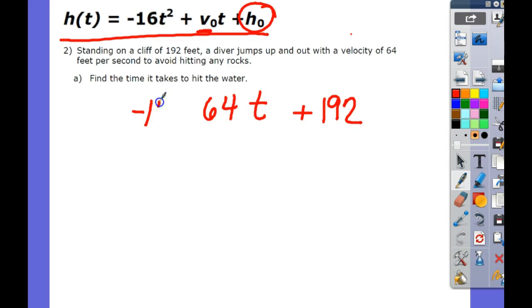This is due to gravity. The 16 is in there due to gravity because no matter how high he jumps, the gravity is going to pull him down. And so the h of t stands for his ending amount. Where does he end up? Well, he hits the water. If he hits the water, how high is he above the water? So, that is the equation that we're going to need to solve.